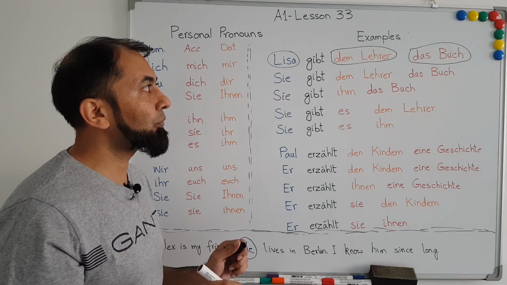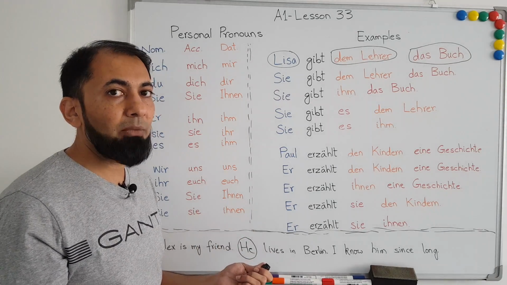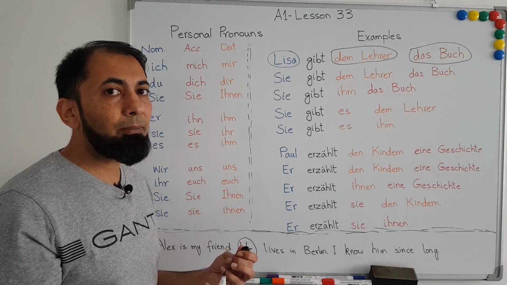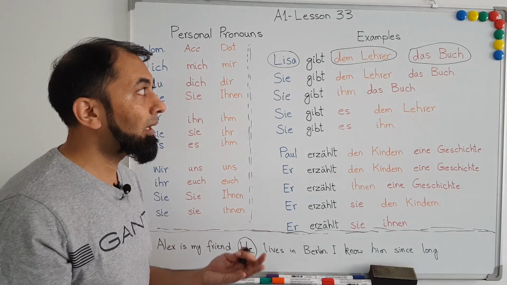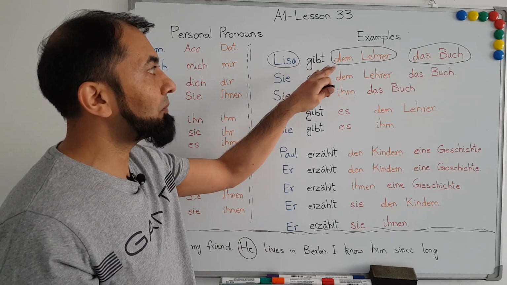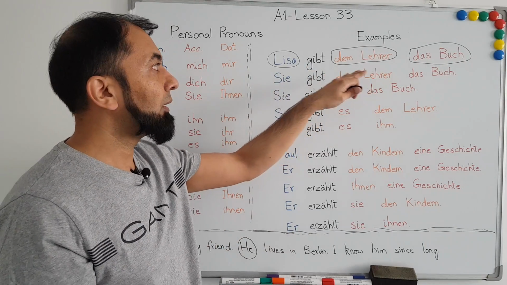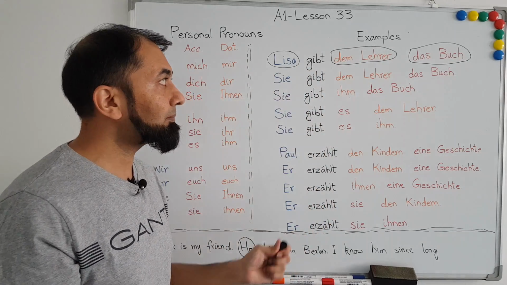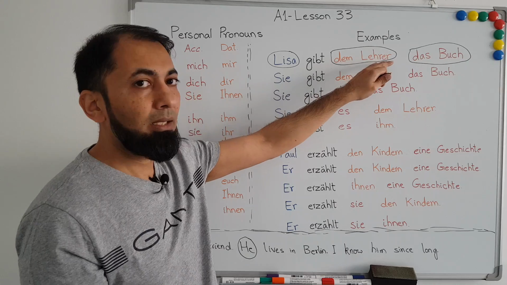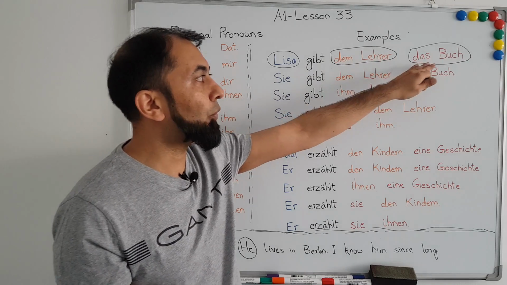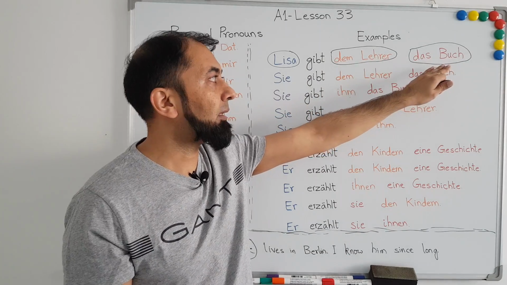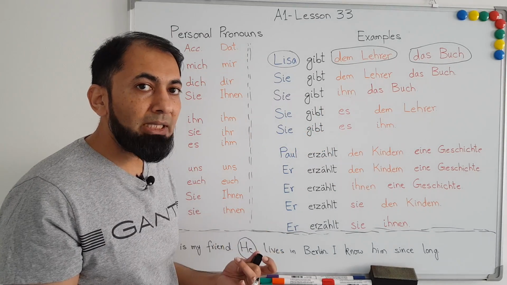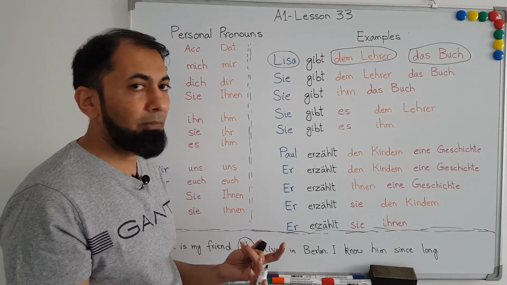Now first we have to see what nominative means. Nominative means the subject of the sentence and it is something that is performing any action. Now in this sentence, Lisa gibt dem Lehrer das Buch, which means Lisa is giving the book to the teacher. Lehrer means teacher, and Buch means book. Book is a neuter noun and Lehrer is a masculine noun. Since Lisa is performing the action, Lisa is in the nominative case.